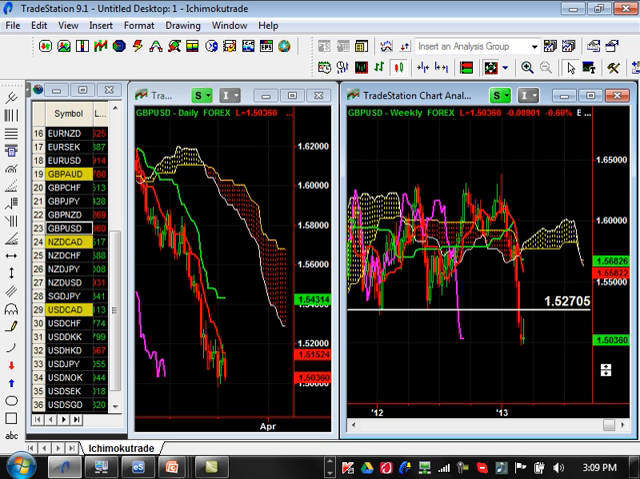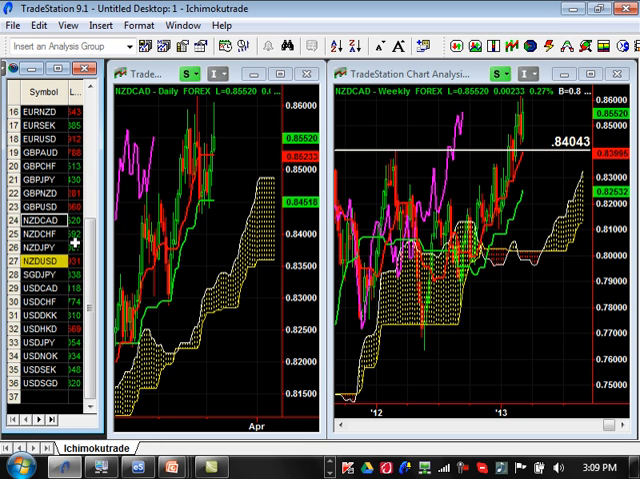On this one, minor resistance is going to be 51.52. Major resistance is going to be 54.81. Support is basically going to be 5,000, which is not much of a support right now, but it is holding.